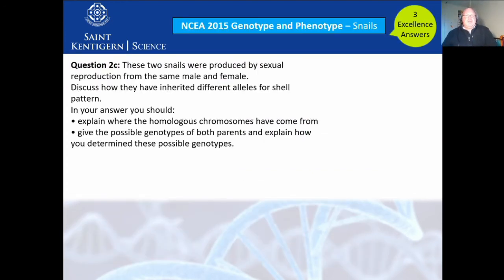We're back to the snails. So the one with a stripe and the other one not. These two snails were produced by sexual reproduction from male and female. Discuss how they have inherited different alleles for shell pattern. In your answer, you should explain homologous chromosomes, where they come from, and give possible genotypes for both parents and explain how you determine these possible genotypes.